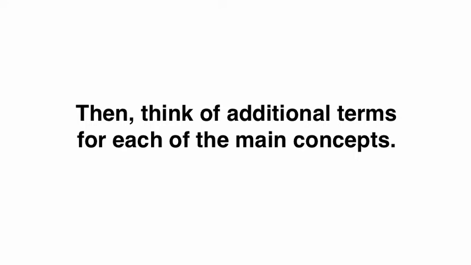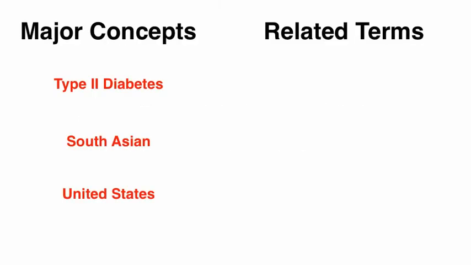And this just helps us broaden our search in such a way that we can capture articles or books or resources that are related and helpful to our topic, but aren't using the exact same terminology. So the more you can think of, the better. For my example, I'm just going to think of one additional term for each major concept.